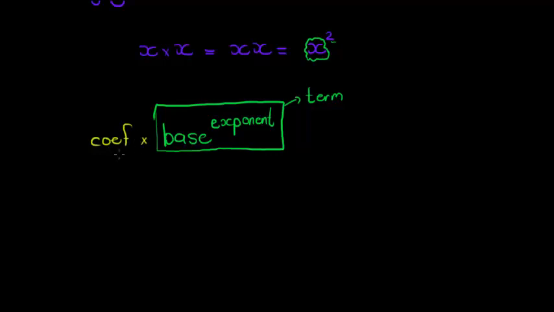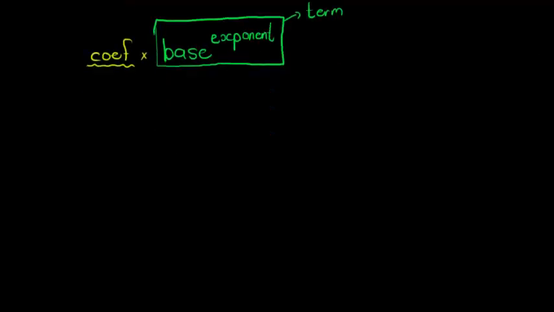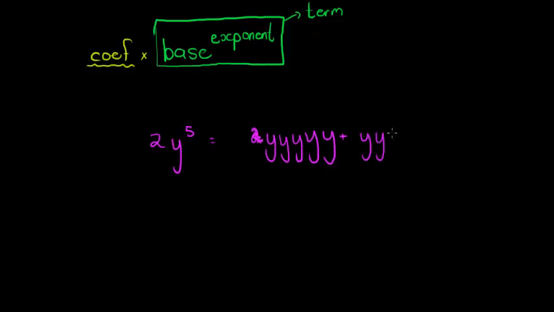And then in front of the base would be the coefficient. The coefficient is multiplying the base, and it tells me how many terms of this base I have. An example might be 2y to the power of 5. This tells me that y is multiplying by itself 5 times, and there's 2 of these terms. So I can also write it as that plus that. So there's 2 terms where in each term I have y multiplying y 5 times. So that is when I multiply bases with itself.